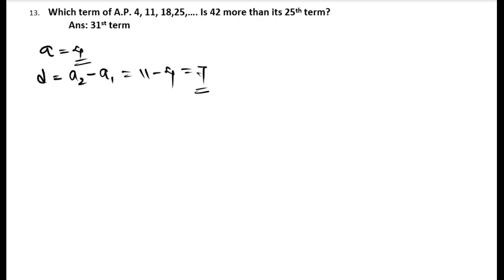Okay. Now we can find the 25th term. The 25th term will be a plus 24d. So a is 4 plus 24 multiplied by 7. Now if you find 24 into 7, just a moment, I'll just find.